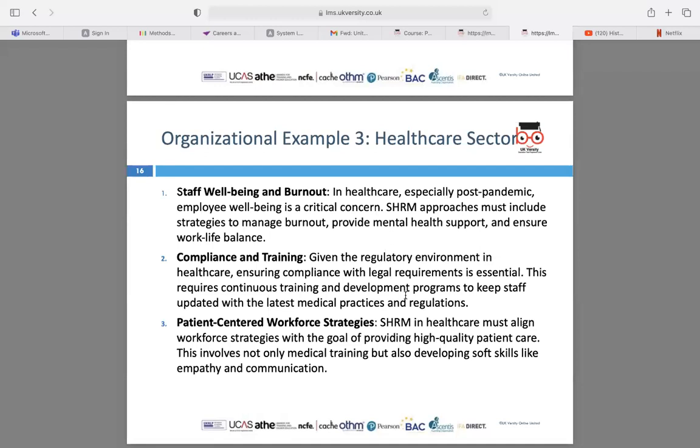Giving them the proper training and compliance is important as well, because they are dealing with really sensitive information, and the work that they're doing is important for them to legally keep everything in mind and make sure that all of the compliance is legally proper, in requirement and essential. Then you're looking at patient-centered workforce strategies. So how healthcare must align its strategies with the goal of providing the best healthcare facility and the best patient care.